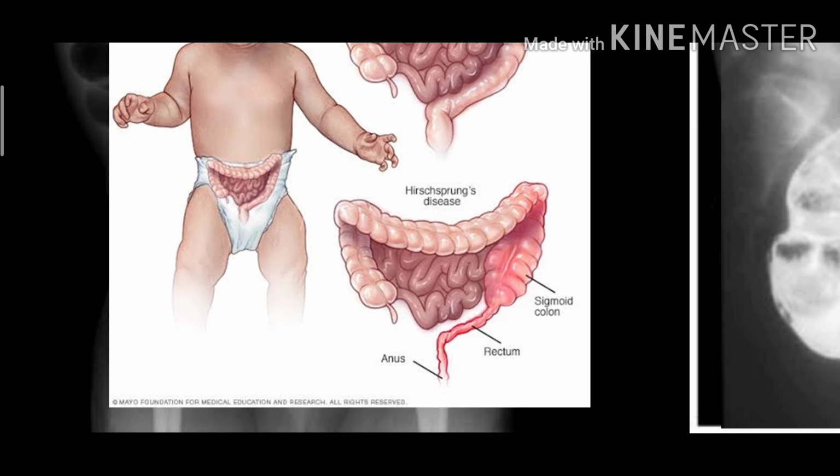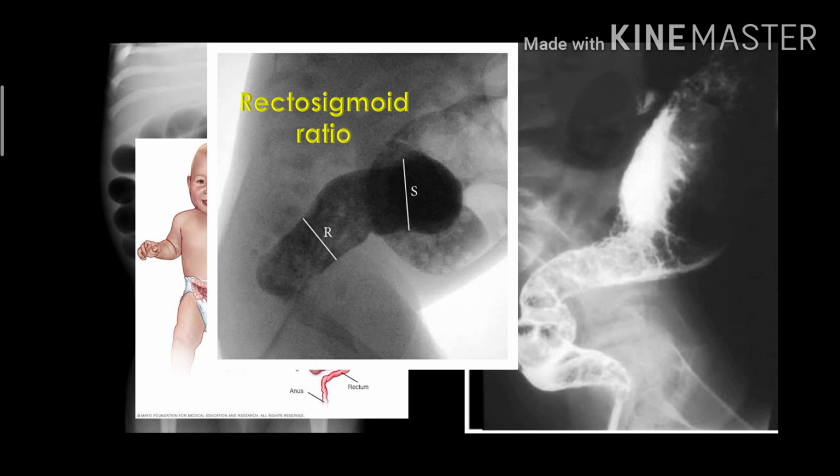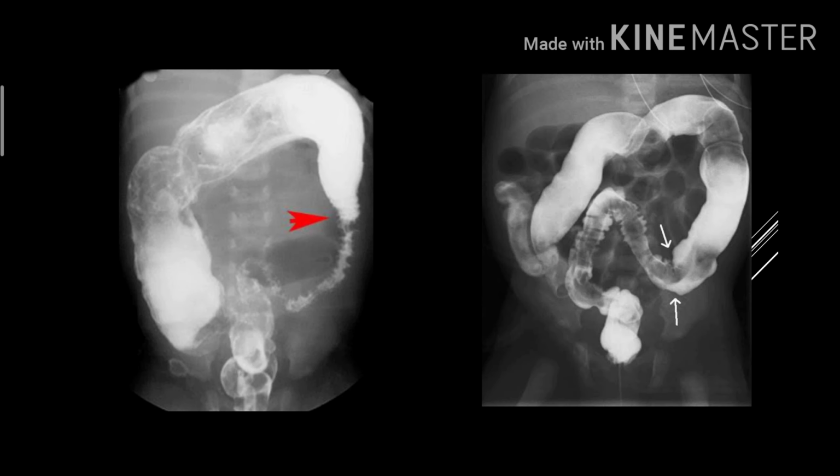In case of an HD, the rectosigmoid ratio is reversed. The rectum is becoming smaller and the sigmoid colon is large. So the reversal of the rectosigmoid ratio happens in HD. So a contrast X-ray with barium in the lateral position first will demonstrate this reversal of the rectosigmoid ratio. Now, once we make sure that we have injected the barium, we can take an AP view after injecting some more barium.